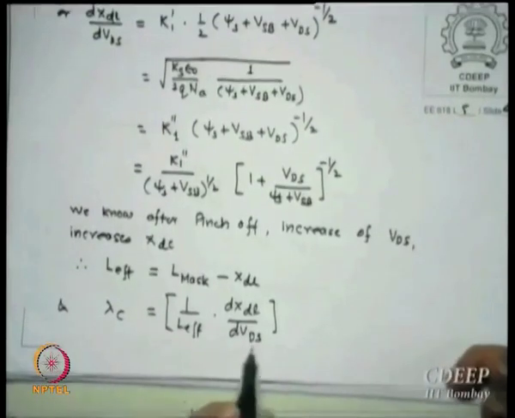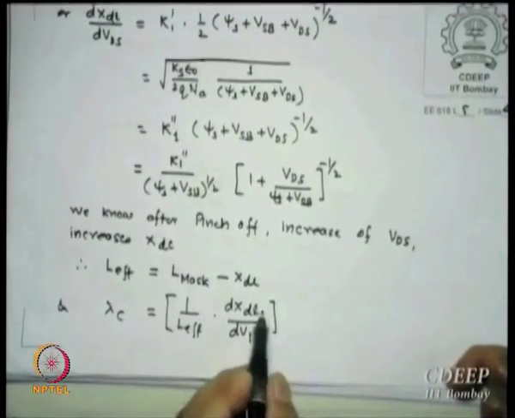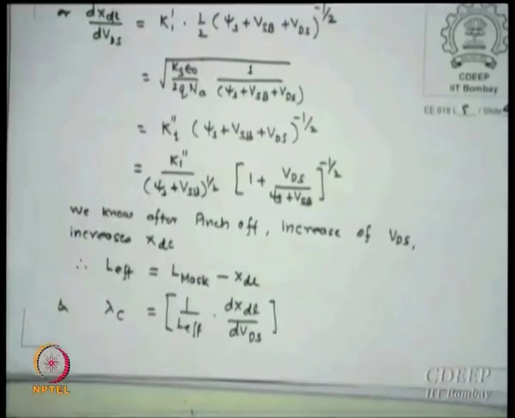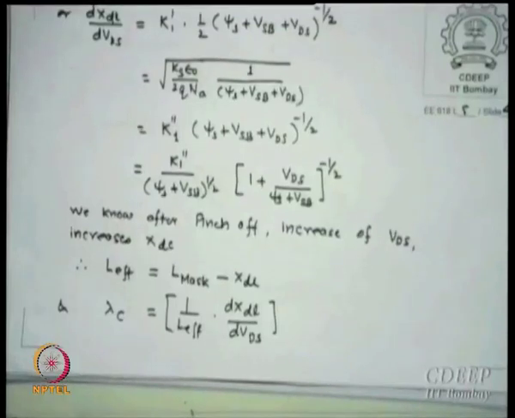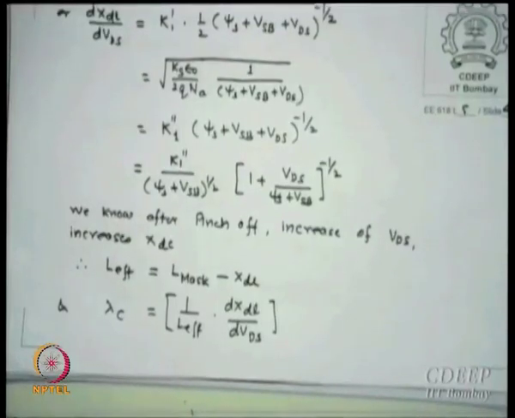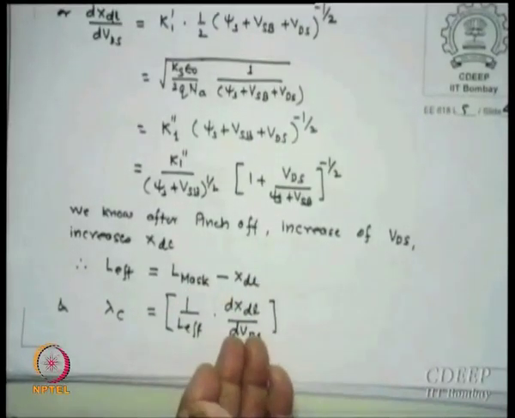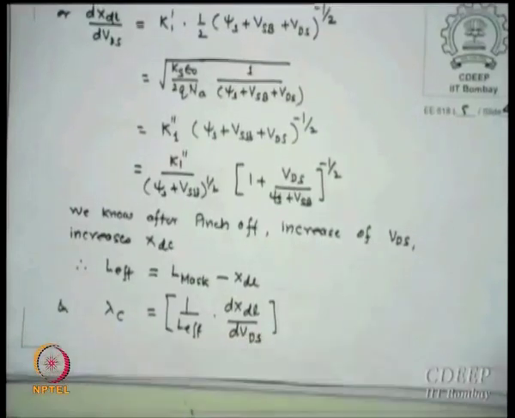Is that now clear? Since this is a function of VDS, lambda is a function of VDS. Is that point clear? Since dXDL by dVDS is positive and is a value which is varying, for different VDS it will have different values, so this lambda will also vary with VDS. I did these calculations further, just note this down.